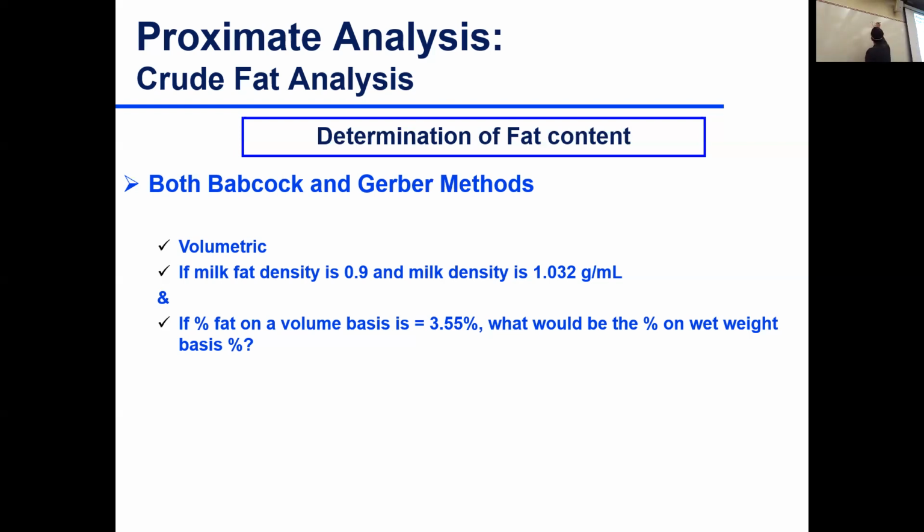We have 3.55 milliliter of fat in 100 milliliter of milk. You want to get the percentage on a weight by weight basis. So you have the milliliter of fat that you convert using the density of fat, and you have 100 milliliter of milk you convert to mass using the density of milk. Then you get grams of fat in the total grams of milk, and you convert to percentage.